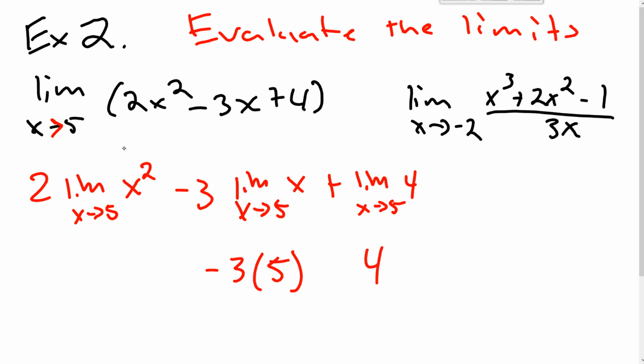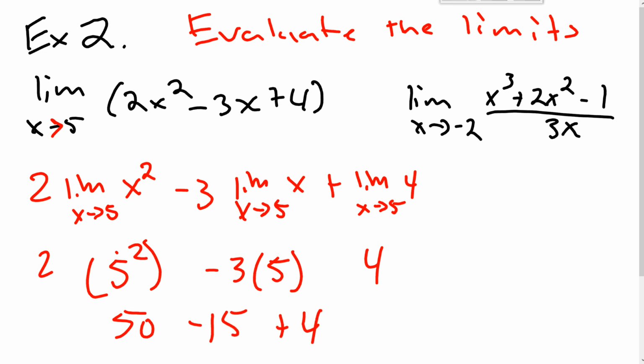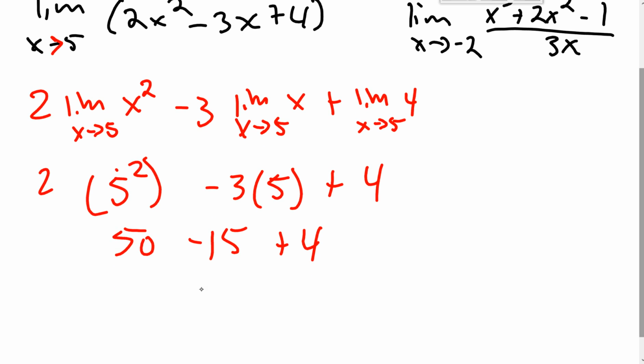This one is just, so you could rewrite this one as 2 times the limit of, well, this one's just the 5 squared and then times by 2. Right, so 25 times 2 is 50, minus 15 is 35, 35 plus 4 is 39.